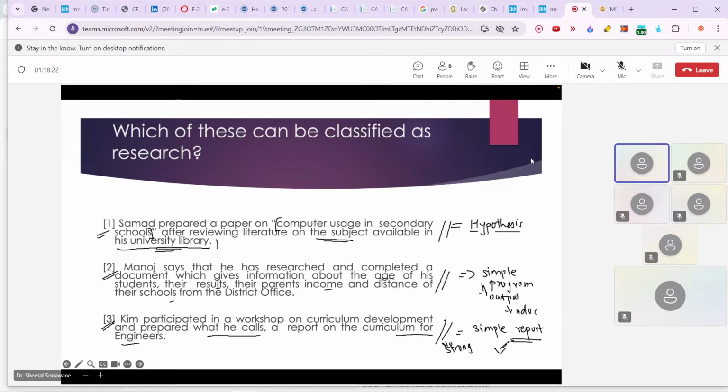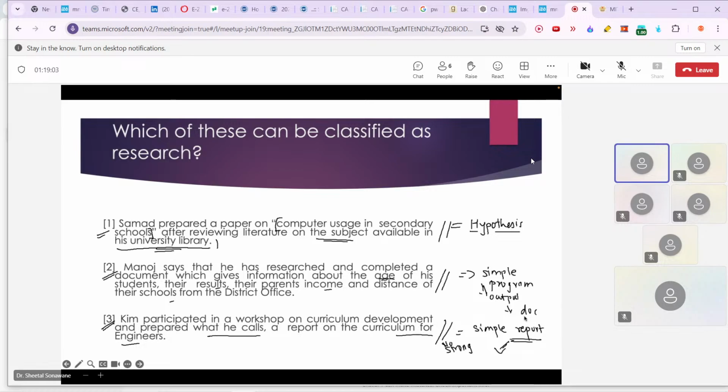And the last one, Kim participated in a workshop on curriculum development and prepared what he calls a report on curriculum for engineers. So he has participated in a workshop of curriculum development and then created a report of curriculum for engineers. So again, only report writing is there. He only attended a workshop and prepared a workshop report.